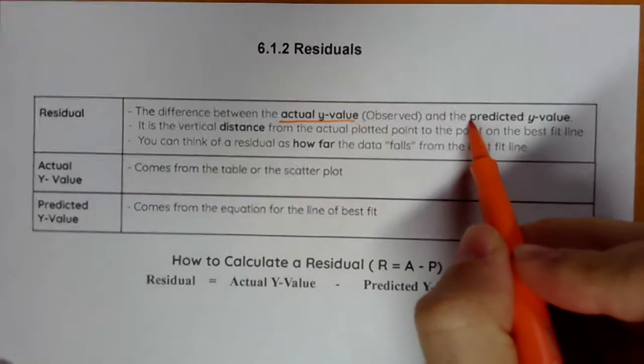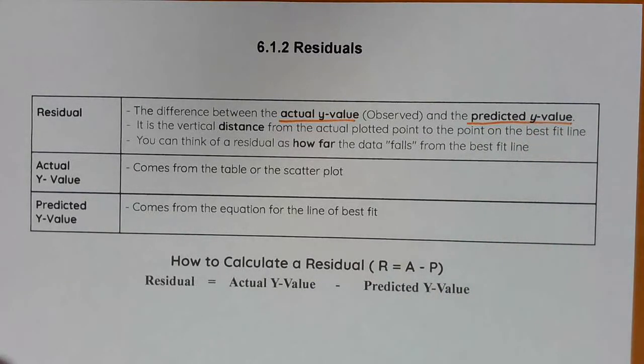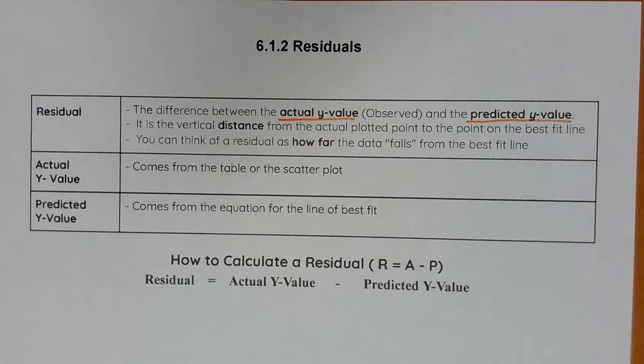and the predicted value. So those are two things we have to have in order to calculate or find out what a residual is. It's the vertical distance from the actual plotted point to the point on the best fit line. So if we're imagining our scatter plot, so we've plotted our points, now we've taken a straight edge and we've determined where we think that line best fits the data, and we drew that line. We're talking about the residual is how far those points, the scatter plot points, are from that line that we have now drawn as our best fit line.